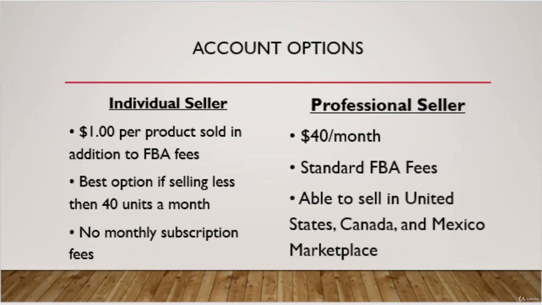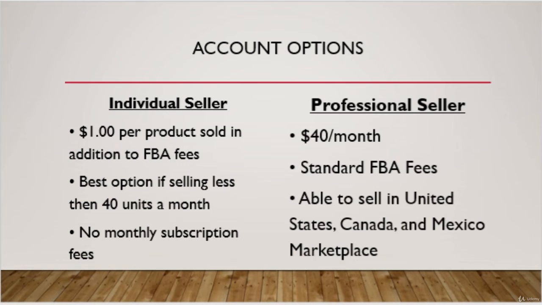Once you are registering, it is going to have 2 different account options. You can pick from either an individual account or a professional seller account. An individual seller account charges $1 per item sold and can be good if you're just starting out and will be selling less than 40 units a month.